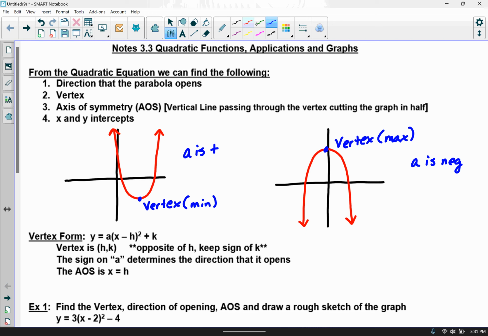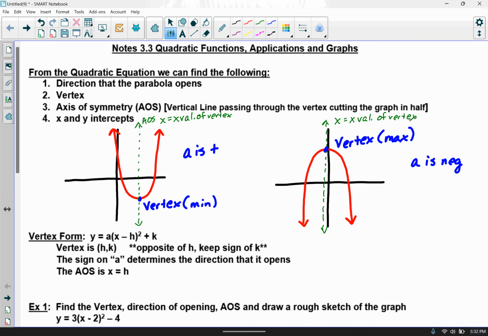Axis of symmetry is the line that passes through the vertex and cuts the parabola in half. AOS, axis of symmetry, is always an equation: x equals, and then the x value of the vertex. Same thing over here on the right. There's my axis of symmetry, and it is still x equals the x value of the vertex.